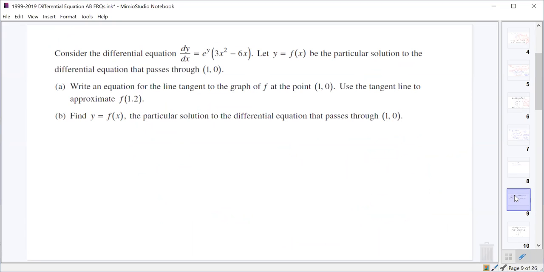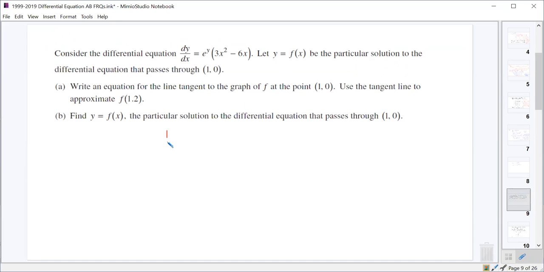Let's see. I asked you guys to do this one, I believe, yeah? All right, so it should be pretty straightforward. This one I think was pretty easy, yeah? Part A, you probably note that writing these tangent lines shows up pretty often. So I'm going to write the tangent line to the graph of f at 1, 0.